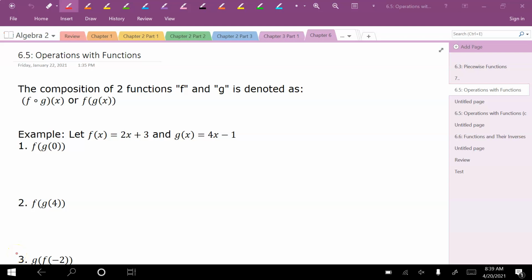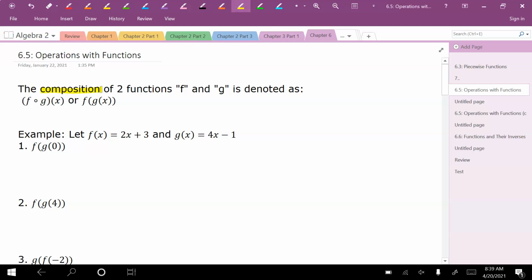So for this section, we're going to talk about the different ways that we can do operations with functions. We're going to talk about something called composition of functions, and then we'll also get into how you can add and subtract, multiply, and divide these different types of functions as well. The first operation I want to go over with you guys is that word composition.